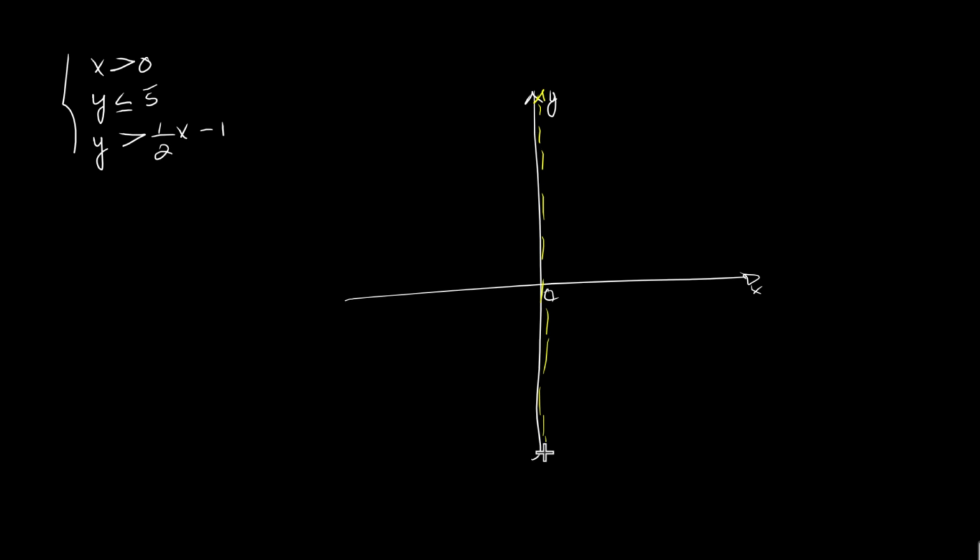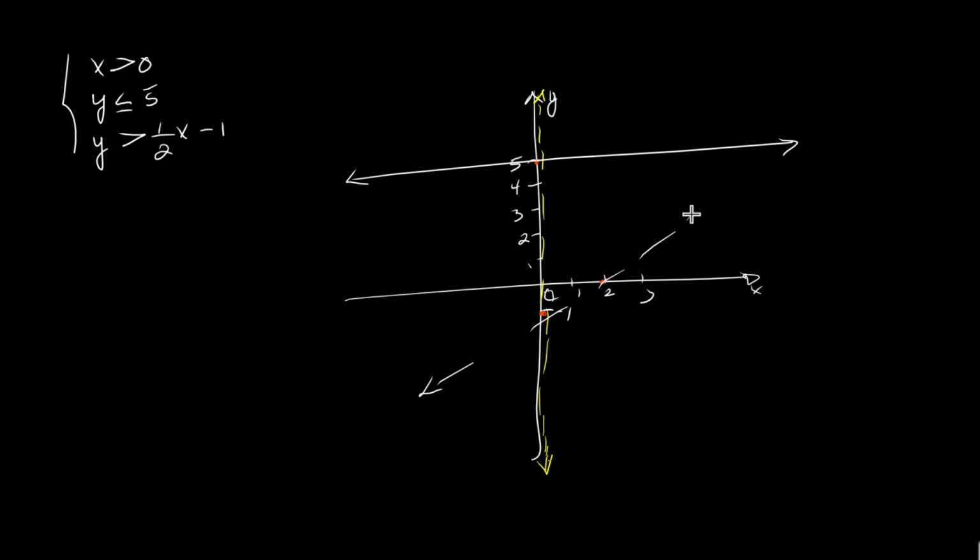Next, y is less than or equal to 5. That's a horizontal line at 5, and since it includes equality, we draw a solid line. Now for the third inequality. The y-intercept is negative 1, and the slope is 1/2. So from negative 1, go up 1 and right 2 to get another point. Draw a dashed line. Now all 3 graphs are on the coordinate plane.